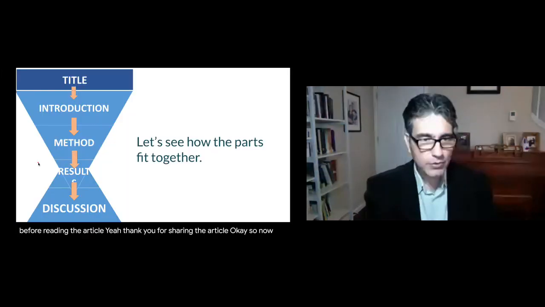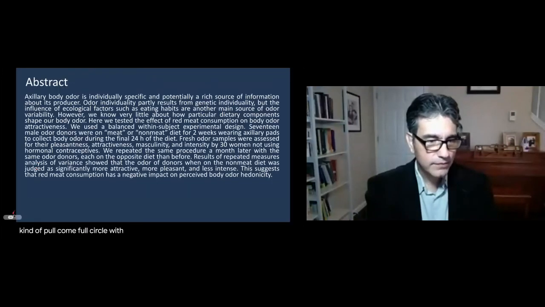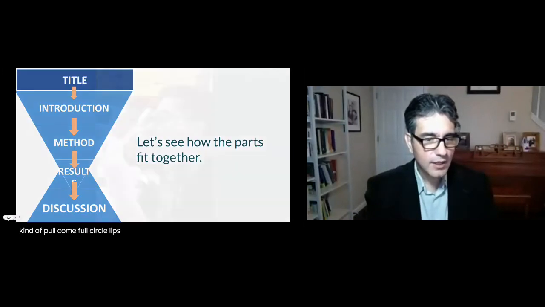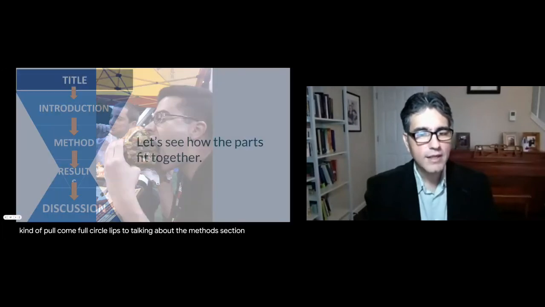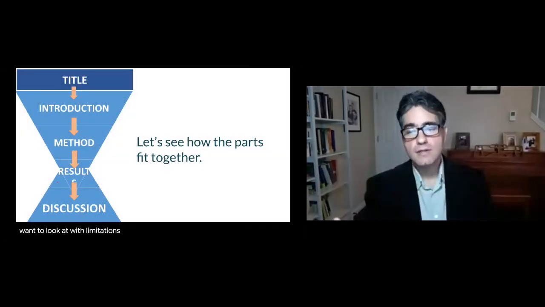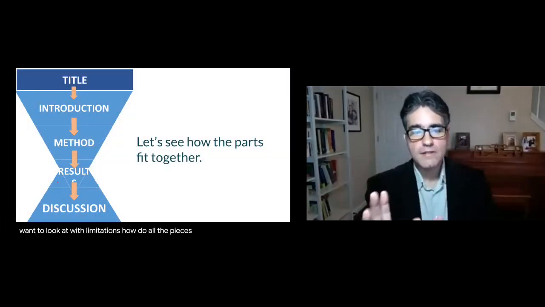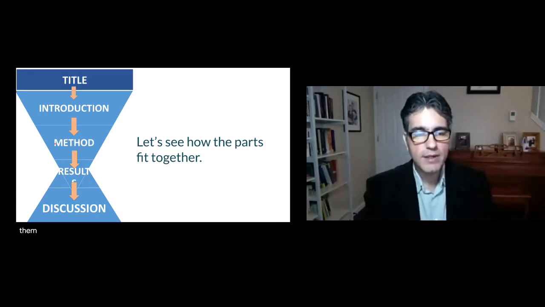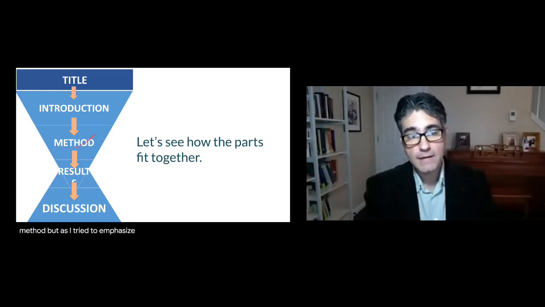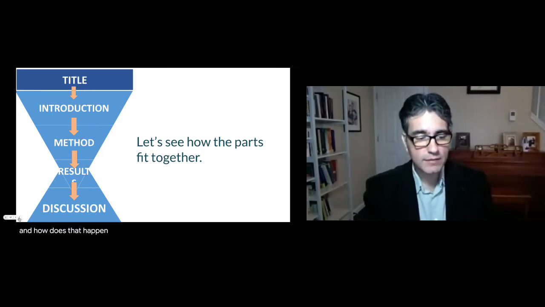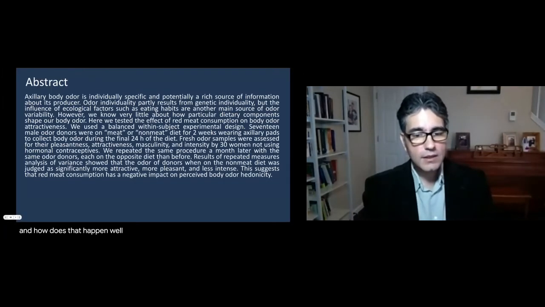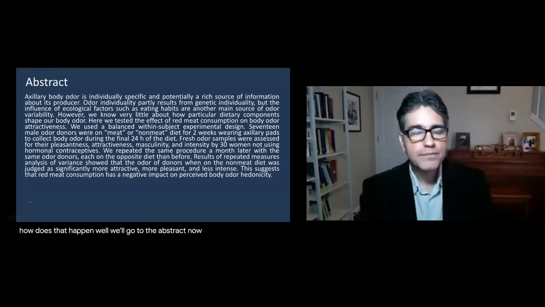Now we come full circle to talking about the method section. And now I want to look at, with limitations, how all the parts fit together. We focus on the method, but as I tried to emphasize at the beginning, these parts actually interconnect. And so limitations should be borne in mind throughout. And how does that happen? Well, we'll go to the abstract now.